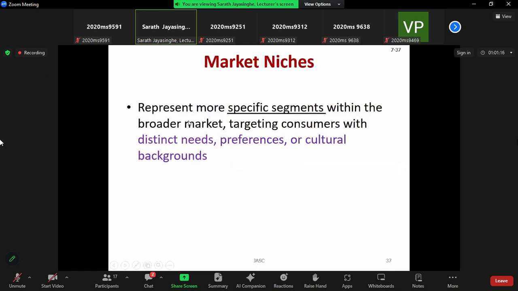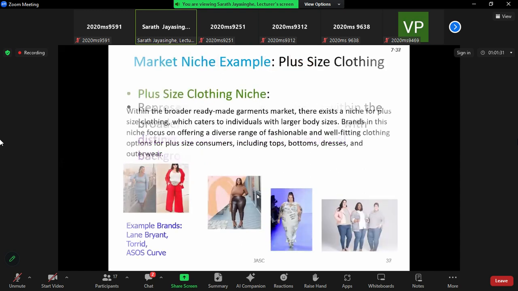You see that it represents a more specific segment. Within the sub-market, you can find some specific requirements within the broader market, targeting customers with distinct needs, preferences, or cultural background. So you see, a market niche is plus size clothing. Normally you are offering tops and bottoms, everything. But there are people like this. They have special needs, right?